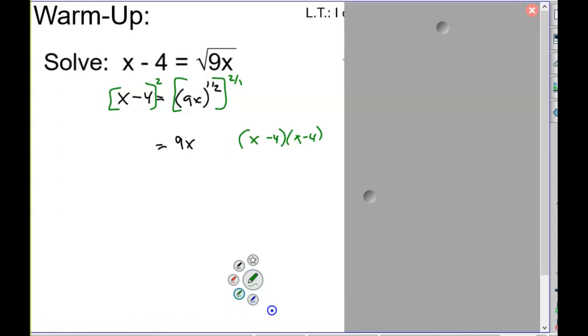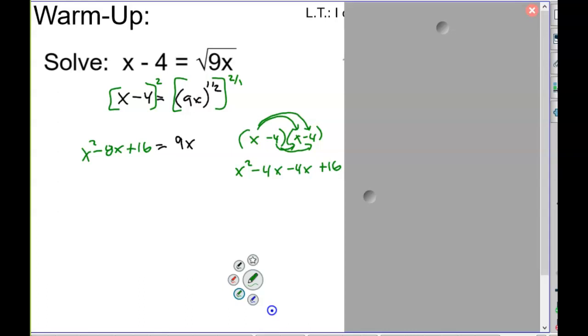You have to FOIL x minus 4 times x minus 4. You can do the box method, or you could use the arrows. Doesn't matter. You might even be used to doing this in your head. If you know the pattern and you can do all this in your head, you don't have to show any of this work right here. But if you do all that, you should get x squared minus 8x plus 16.